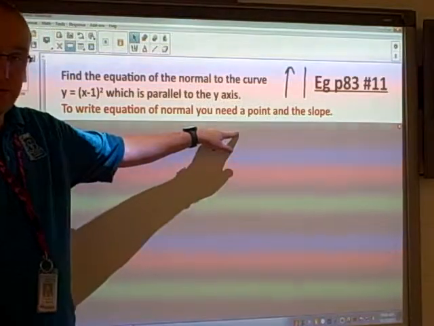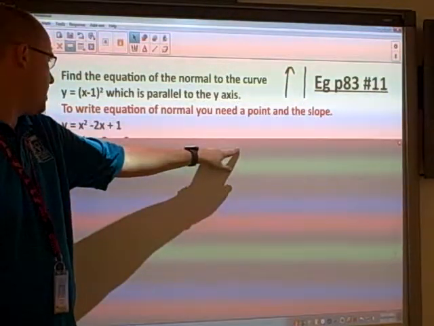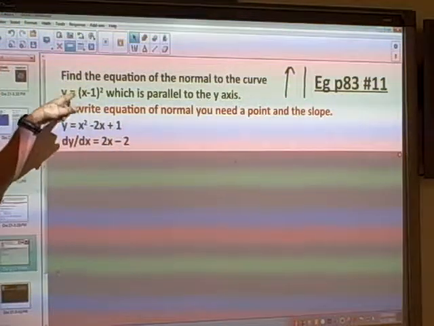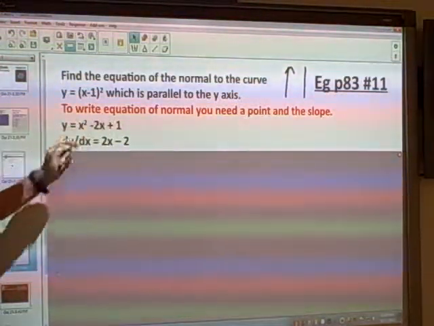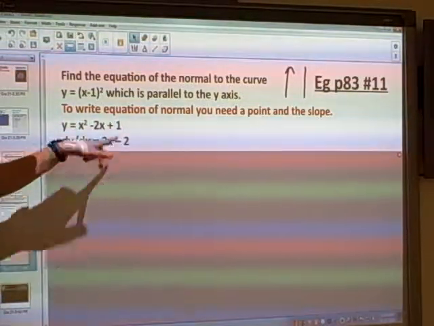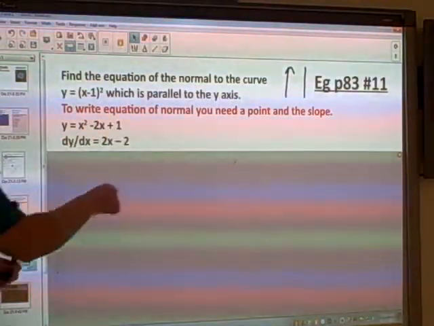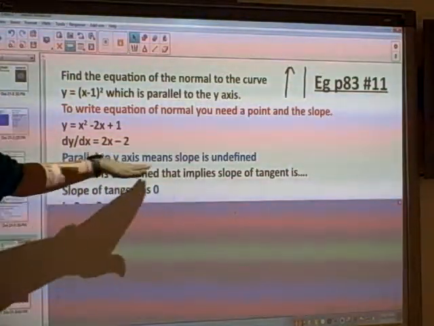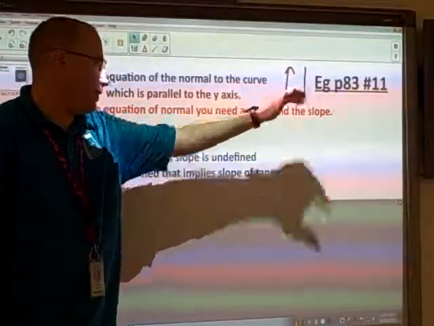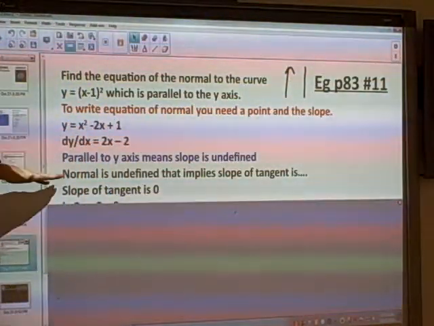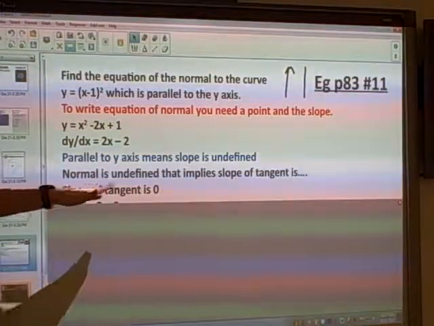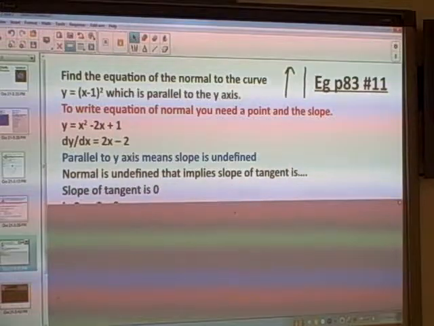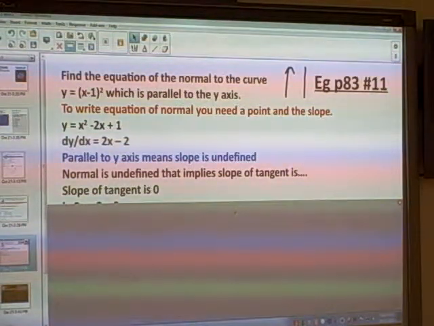Same manipulation as before though, we need to find a point and we need to find a slope. Now to find the slope, we're going to differentiate. So I just differentiated there. I did FOIL first on this to give us this expression, and then I just differentiated each term. Remember the differential of 1 is 0. So once again, parallel to the y-axis means the slope is undefined. That's what we figured out here. But if the normal is undefined, then that actually means though that the slope of the tangent is 0. And that's what we can actually use to help us find out where this actually occurs.